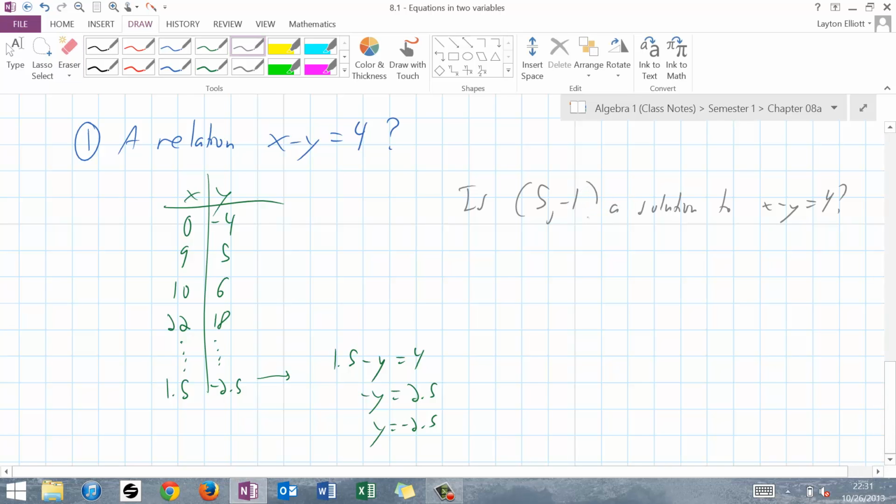And if (5, negative 1) is a solution, that means that when I substitute (5, negative 1) in, I would do 5 minus a negative 1, and I would ask, does that equal 4? So 5 minus a negative 1 is the same as 5 plus 1, which does not equal 4. So no, it is not a solution. That's a yes or no question that you prove by substitution.